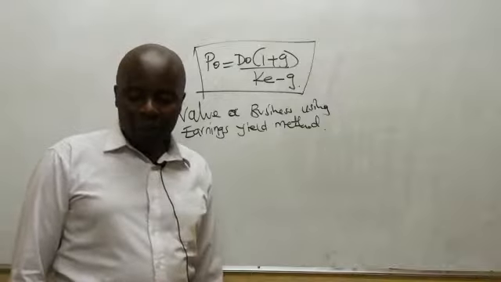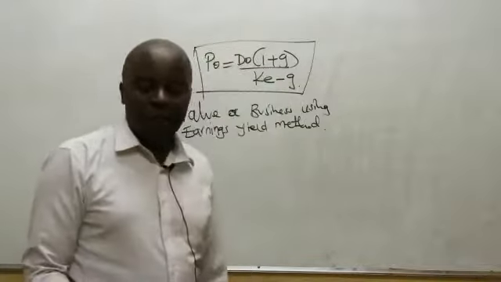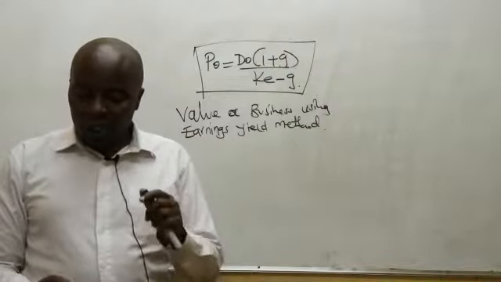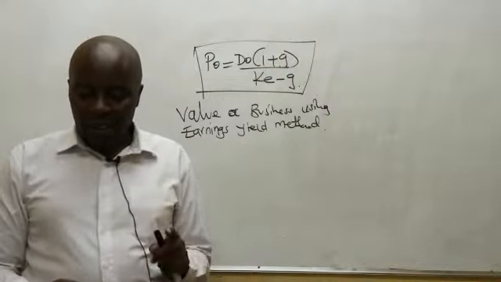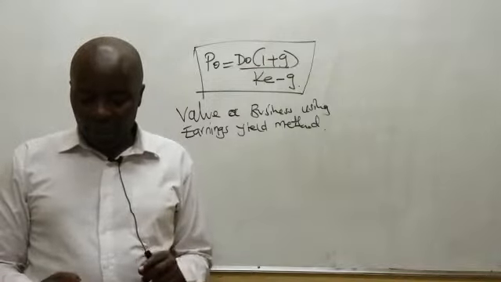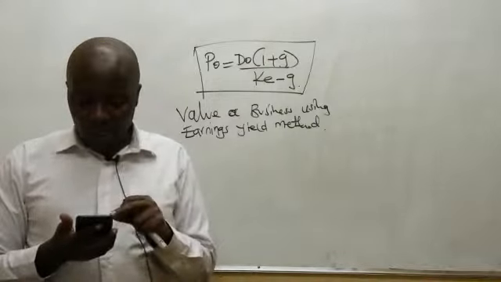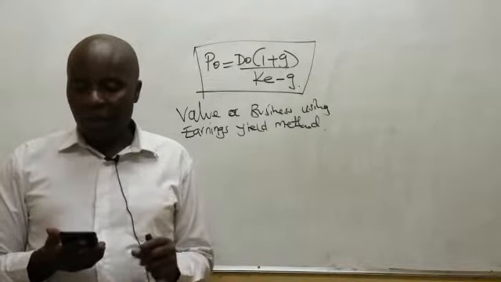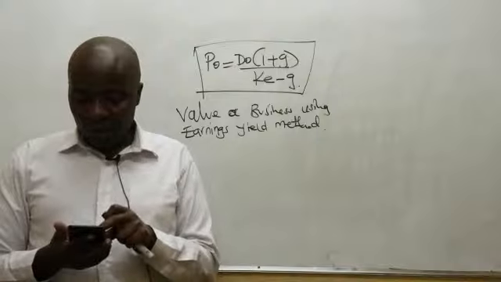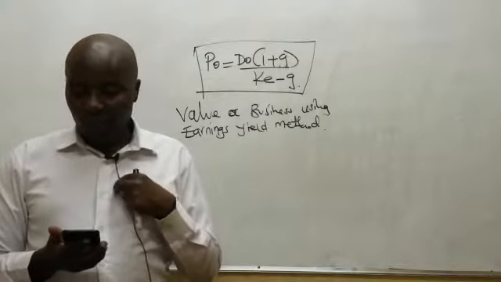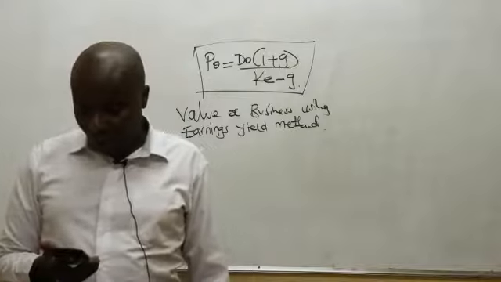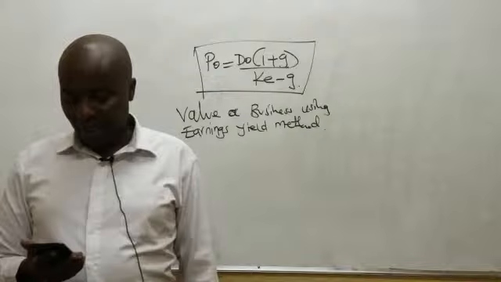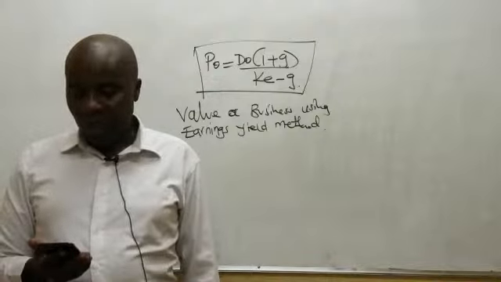Now, for us to be able to understand what Mwalimu is talking about today, I would want us to look at a past paper question so that we can understand what this earnings yield stands for. The past paper question that I would want us to do is November 2017, question number 5B.